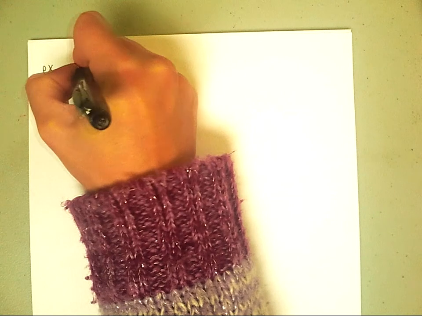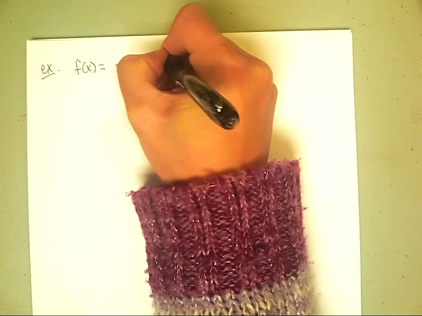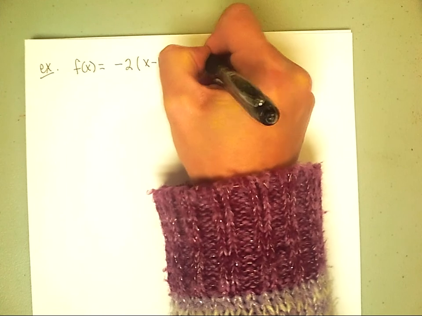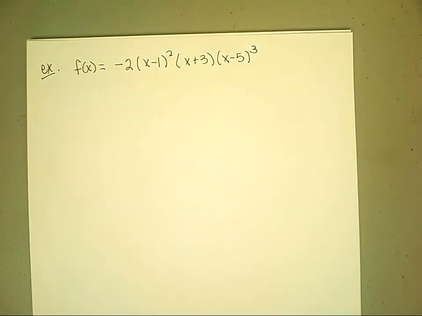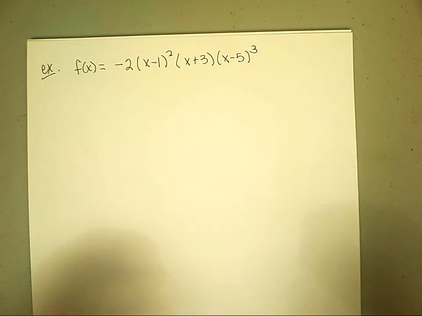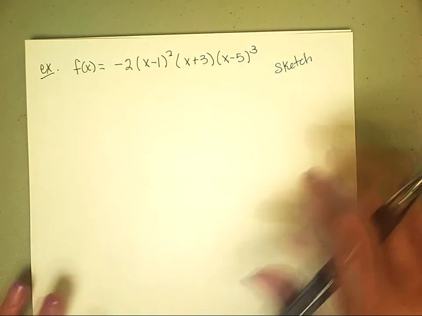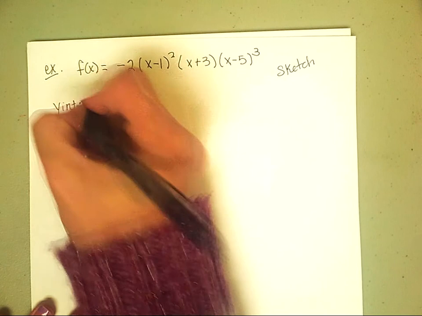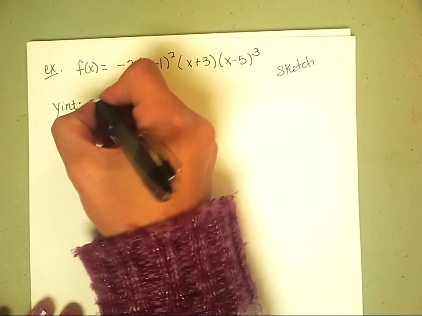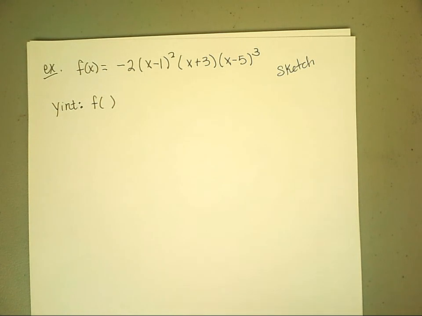What we need to do then is, let's say f of x is equal to negative 2 times x minus 1 squared times x plus 3 times x minus 5 cubed. And we're going to sketch this graph. So to sketch a graph, we always need our important points. One is the y-intercept. So if you do that, you're going to find f evaluated at 0.